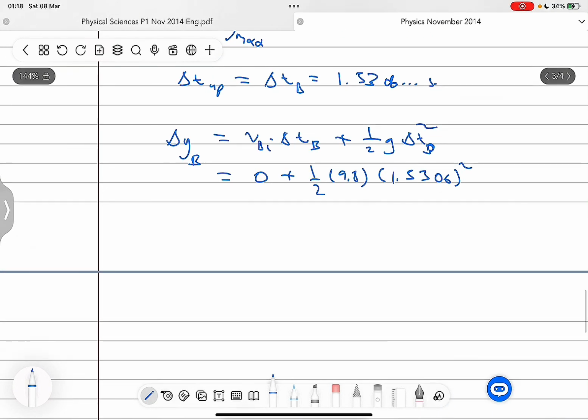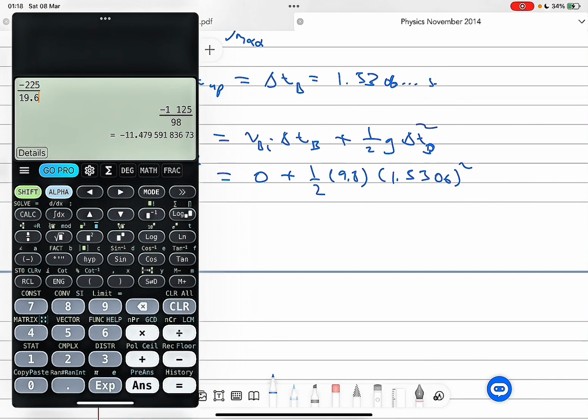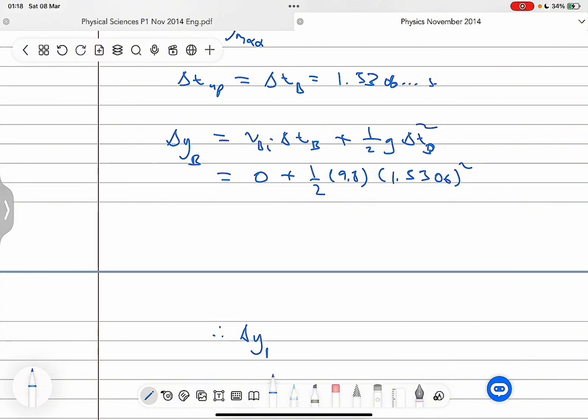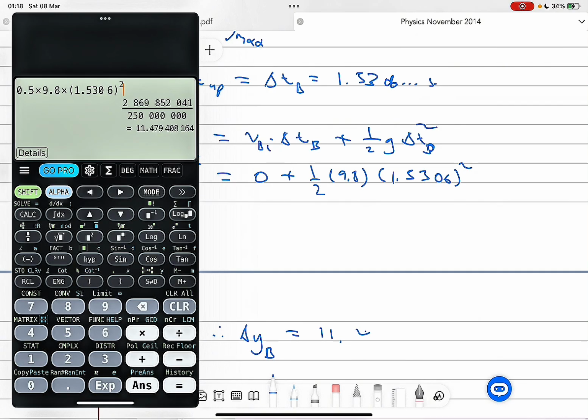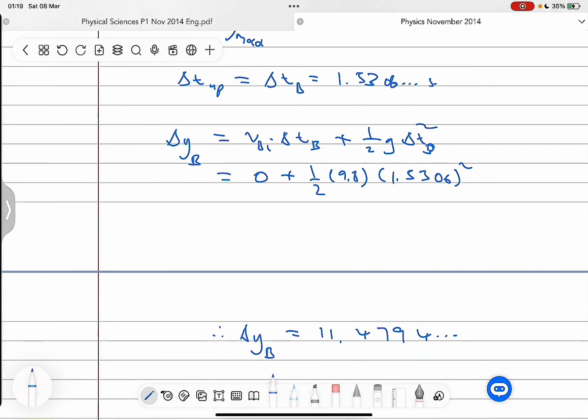Now from here, this problem becomes very boring, because we can literally punch everything into the calculator. We're going to have 0.5 multiplied by 9.8 multiplied by 1.5306 all squared, and that gives us the displacement, or the distance of B, to be 11.4794. I'm not going to round this off, because it is not the final answer.